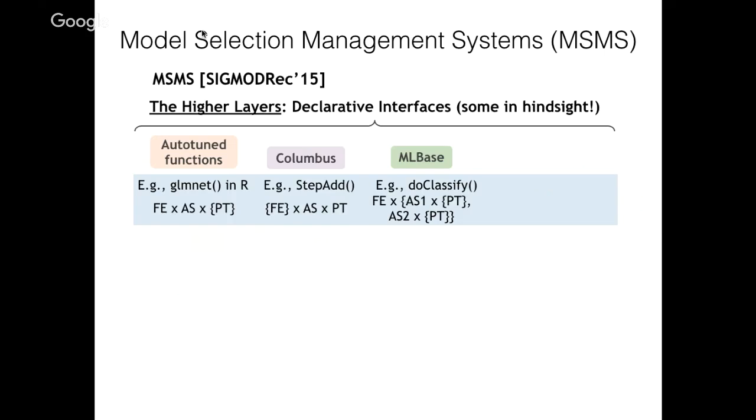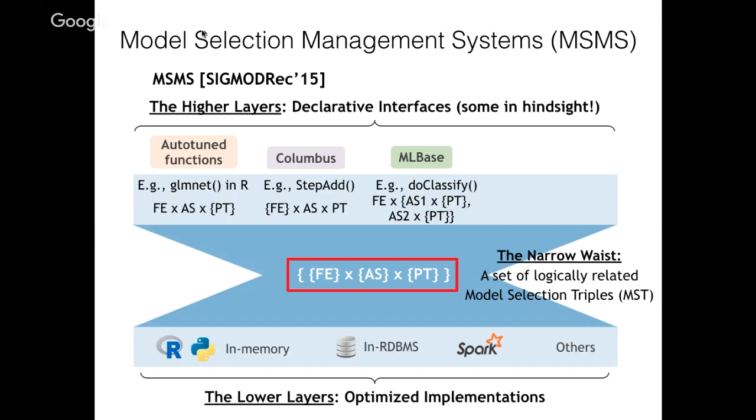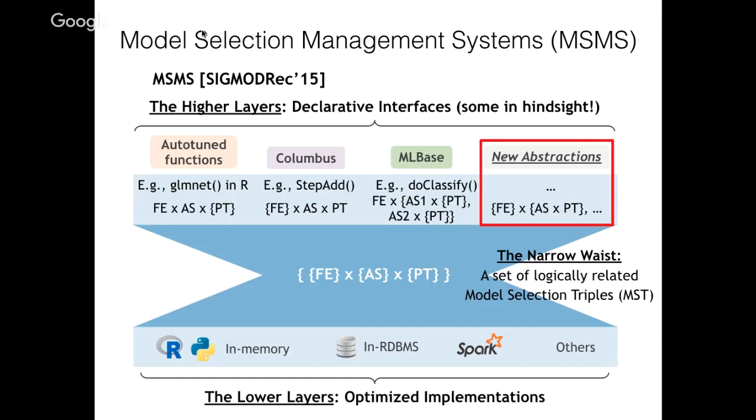And these are basically declarative interfaces, some in hindsight, whereas you have optimized implementation of ML techniques, as we talked about so far, on top of different data processing systems as the lower layers, and model selection triples can act as sort of a narrow waist for bridging the higher layers and the lower layers to build more principled systems that provide more support for this process. This could also open up new abstraction possibilities that we have not yet thought of for combining these MSDs in intuitive ways.